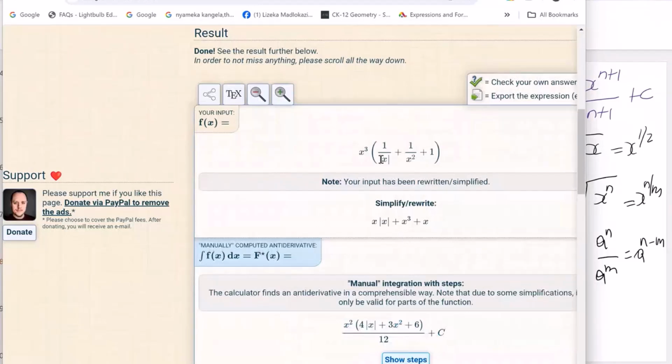And this one is not so nice. This one is not so nice.